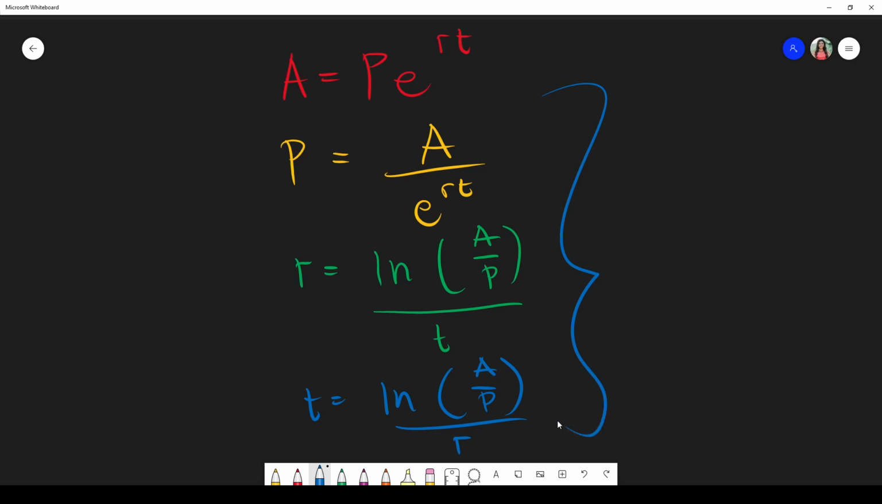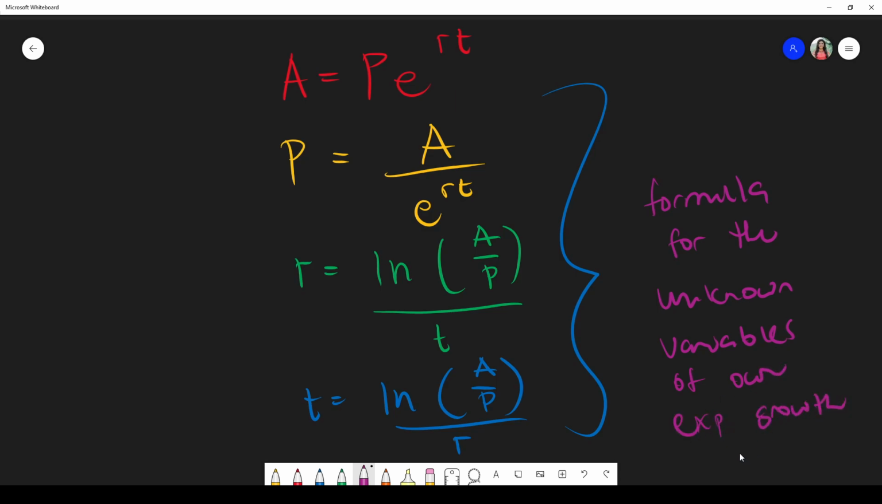And these are the formulas for the unknown variables of our exponential growth model.